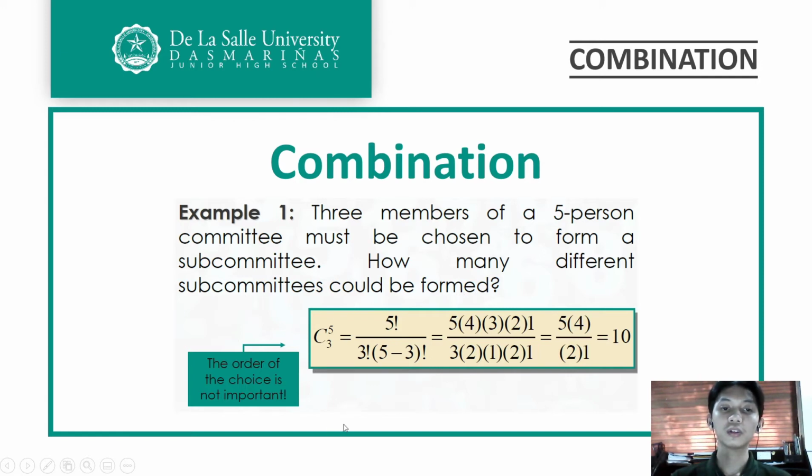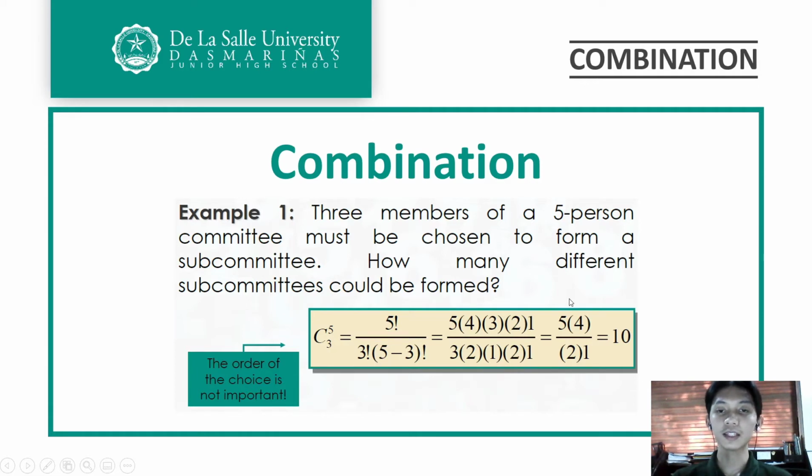So remember, the order is not important in this example. So just substitute values. We'll get 5 factorial over 3 factorial times quantity of 5 minus 3 factorial. So 5 factorial means 5 times 4 times 3 times 2 times 1. 3 factorial means 3 times 2 times 1. 5 minus 3 is 2. 2 factorial is 2 times 1.